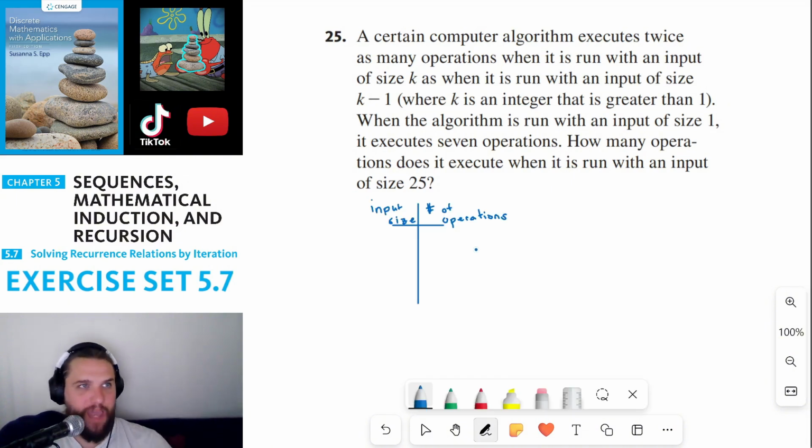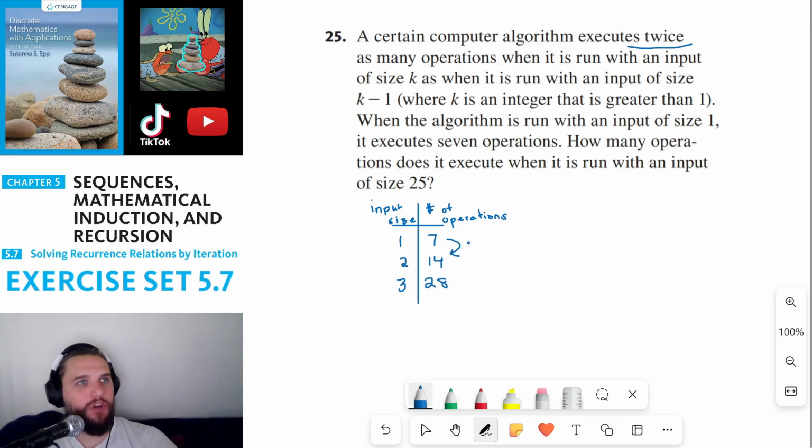So I'll make a little table here where on the left column we'll have the input size and on the right column we have the number of operations. So we're told when the input size is 1, then the algorithm executes 7 operations. But we're also told that if we increment the input size by 1, then the number of operations doubles. And so for an input size of 2, this would be 14 operations. And then for an input size of 3, this would be 28 operations, and so on.